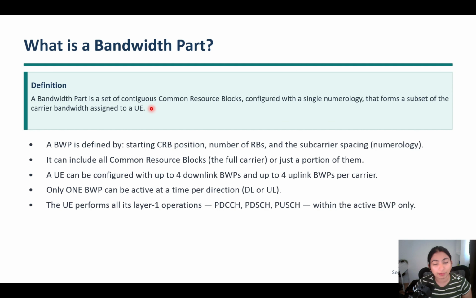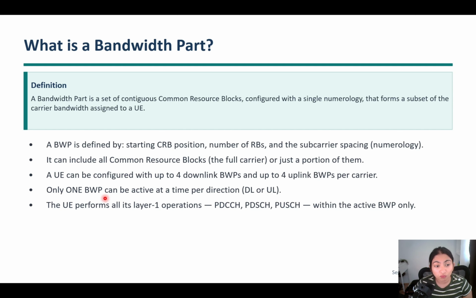The formal definition of a bandwidth part is that it is a set of contiguous common resource blocks configured with a single numerology. It is a subset of the entire carrier bandwidth that is assigned to the UE. Thus, a bandwidth part is defined by three things: where it starts, that is the starting common resource block position; how wide it is, that is the number of resource blocks in that particular bandwidth part; and which subcarrier spacing it uses. A UE can have up to 4 bandwidth parts configured on the downlink and up to 4 bandwidth parts configured in the uplink.